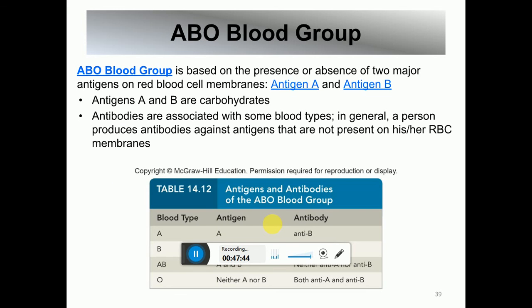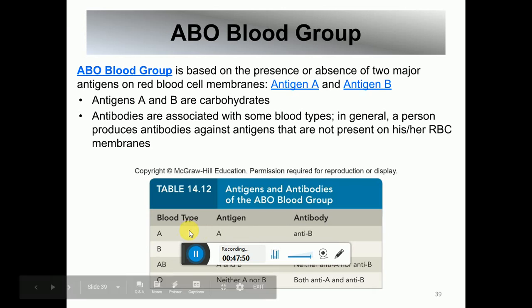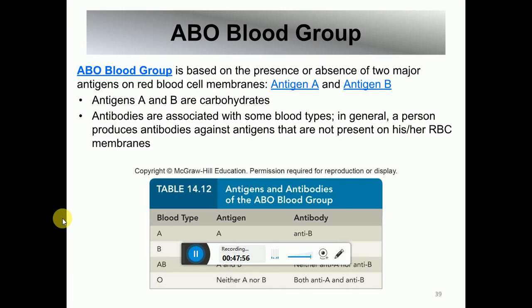So we'll talk about these different antigens and the different kinds of blood types that we have: blood type A, B, AB, or O. The name of your blood type depends on the kind of antigen you have on the surface of your RBC. If you have an antigen A, your blood type is A. If you've got an antigen B on your red blood cell surface, your blood type is B. If you've got both antigens, your blood type is AB. If you have no antigens at all, then your blood type is O.